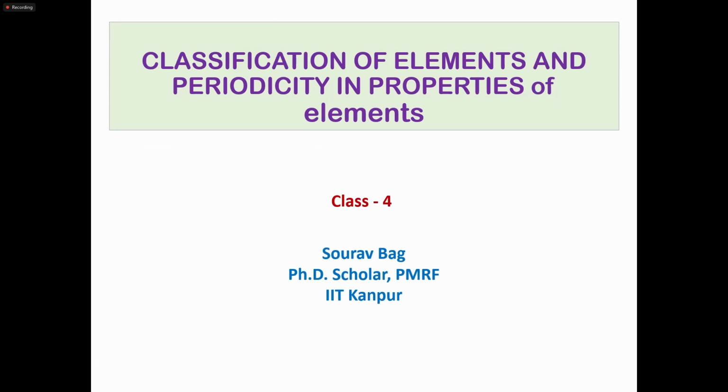In the previous class, we learned about the shielding effect, the strength of the shielding effect, and also the atomic radius and the ionic radius, and how the atomic radius and ionic radius of elements change according to periods and groups. That's what we learned in the previous class.